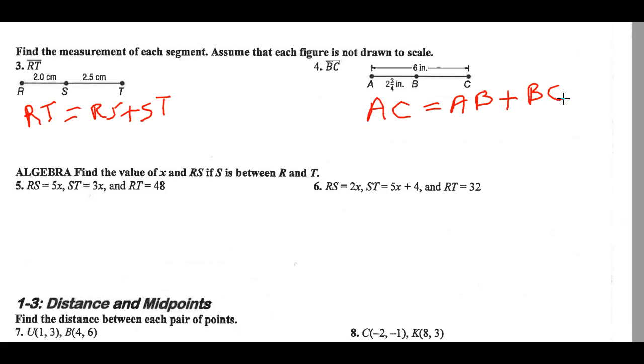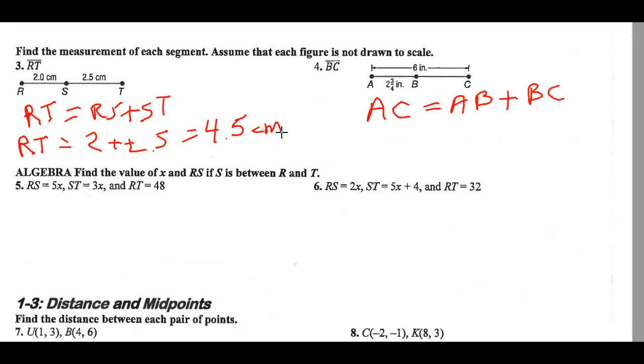But you can see I'm given different things in each one of these. In this first one here, I'm given the 2 pieces, and I'm asked to find RT. So to find RT, I would have to add the 2 pieces that I have together. RS is 2 centimeters, and ST is 2.5. So that would be 4.5 centimeters for RT.